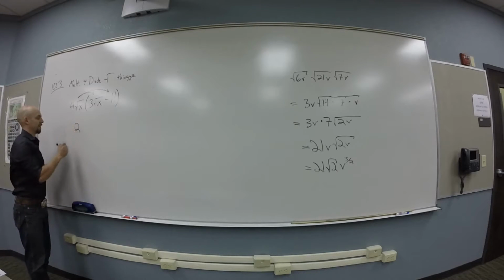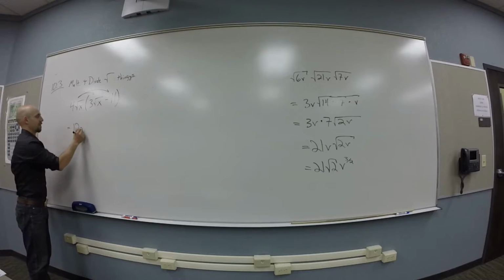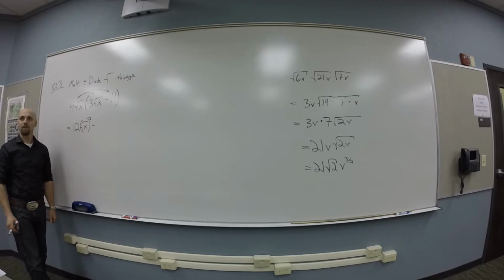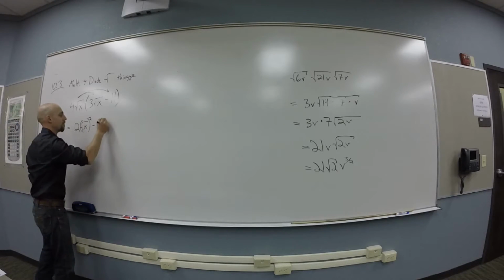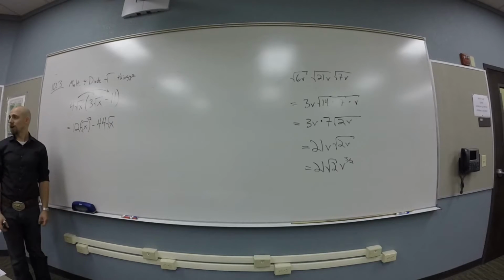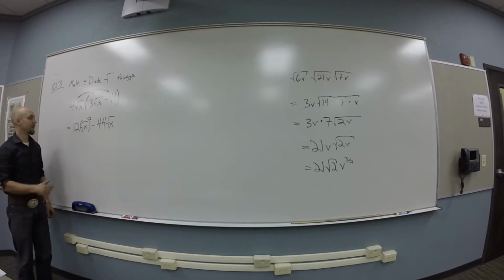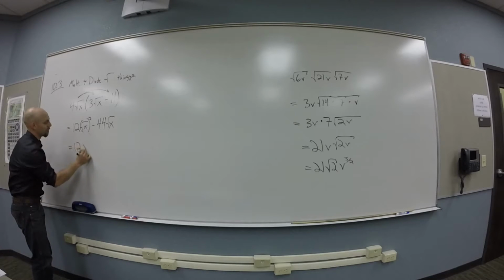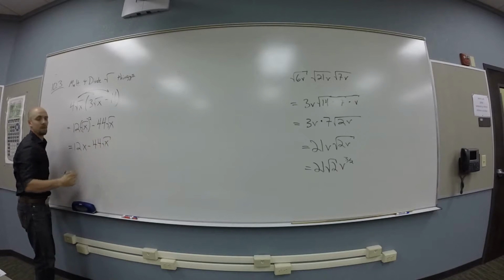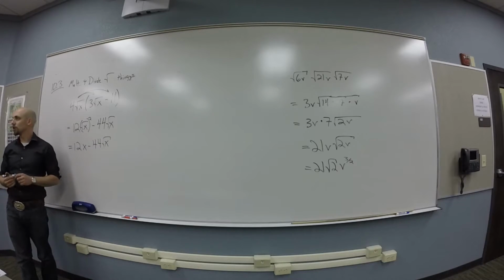Yeah, 12 square root of x squared, minus 44 times the square root of x. Yeah, awesome. What's the square root of x squared? x. Should be x, right? Am I worried about signs? Should maybe be a little concerned, right? Because it's an even power.